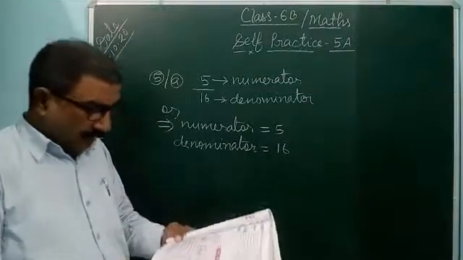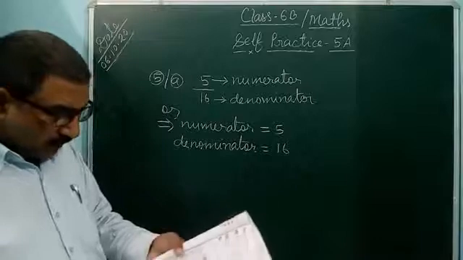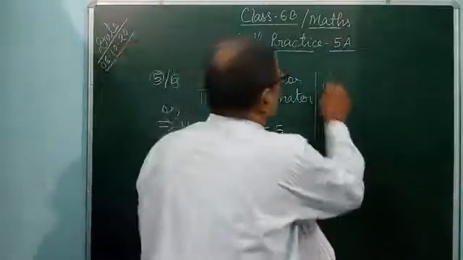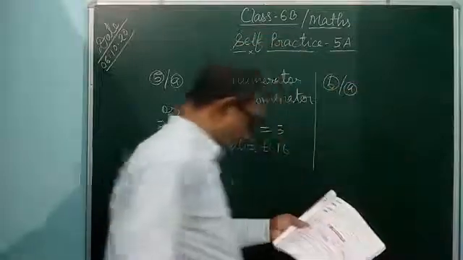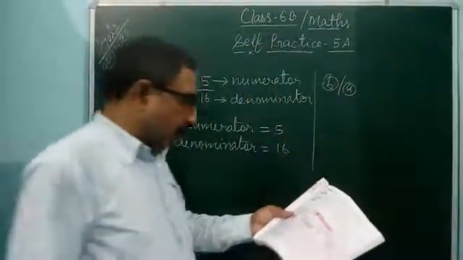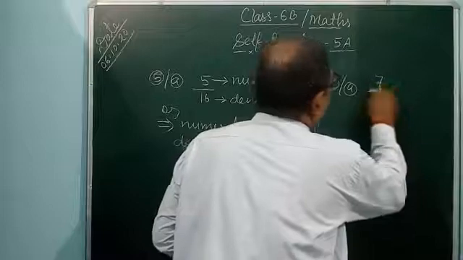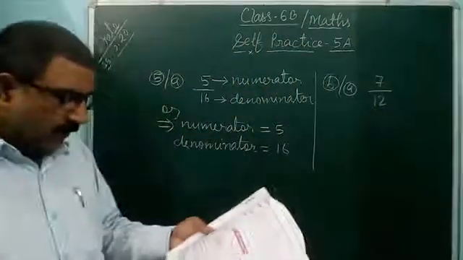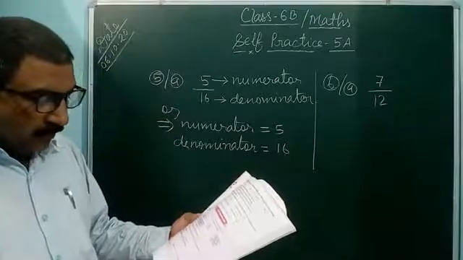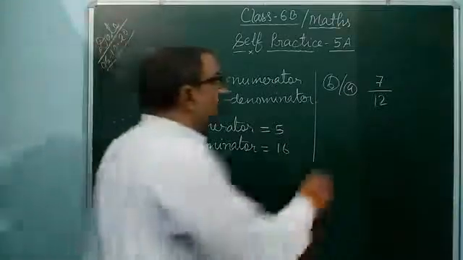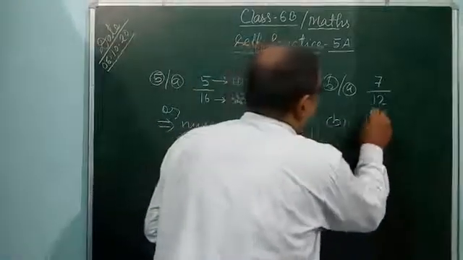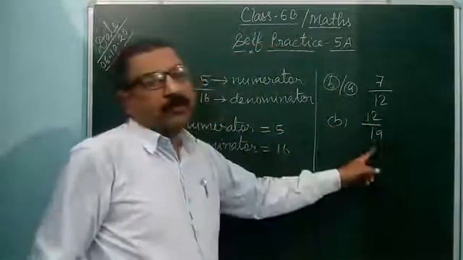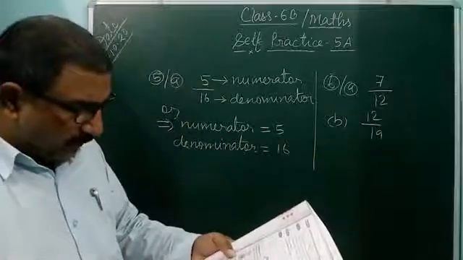Question number 6. Write a fraction whose numerator is 7 and denominator is 12. It means 7 by 12. Fraction will be 7 by 12. B. Numerator 12, denominator 19. So you can write numerator 12 and denominator 19. In this way, you can finish this.